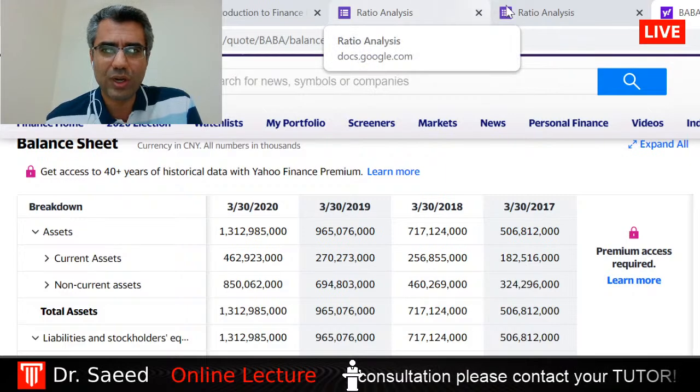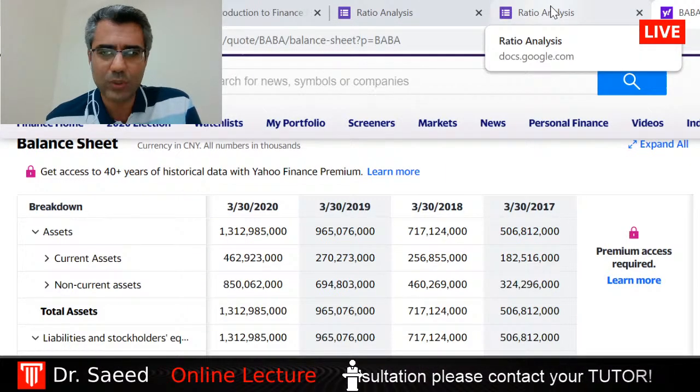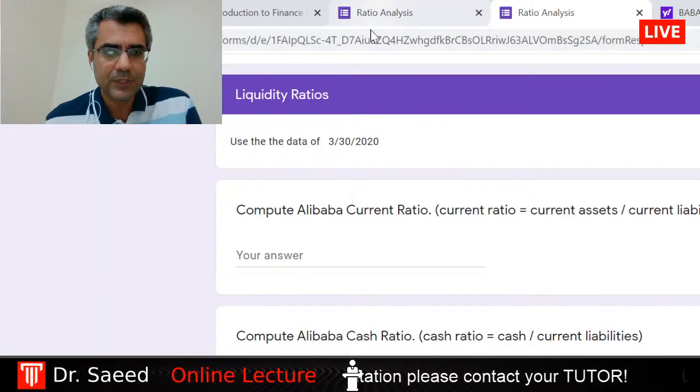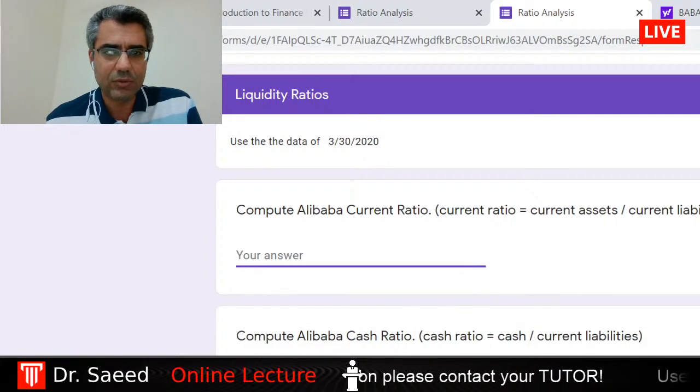And no need to write how you computed it or the formula or whatever. Just write the final answer here. What's the current ratio?